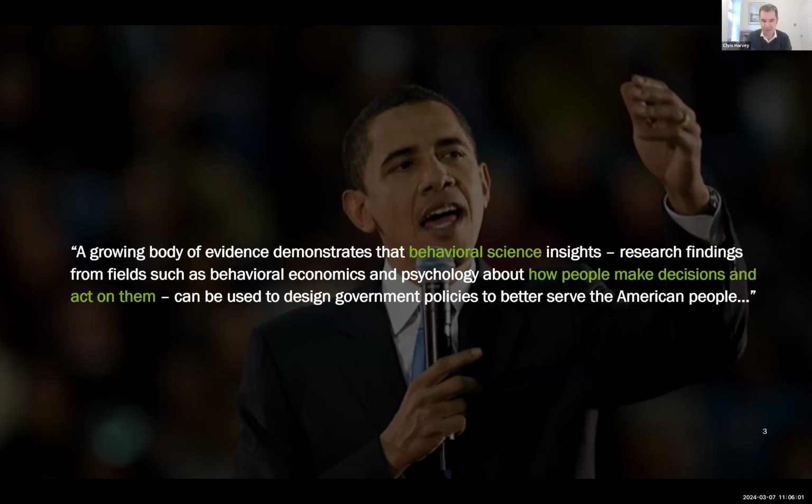And my ambition for today's session is not quite as grand as designing government policies to serve 300-something million people. But the reason I put this slide up was that I really like this nice, simple definition that Obama provides of behavioural science as being about how people make decisions and act on them. So that's the simple definition that I'd like us to keep in mind for the rest of this session.